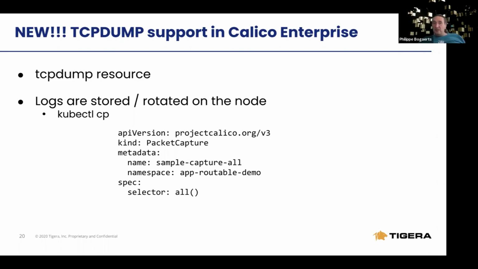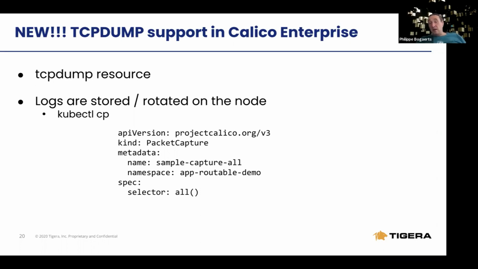They will be rotated, they are stored on the disk, and when you actually want to use that information, you can very easily get these packet capture files through the Kubernetes API to your desktop, for example, and analyze them in Wireshark, or if you want via TCPdump CLI.